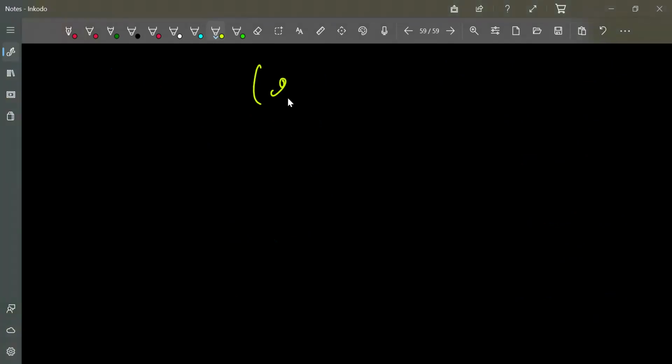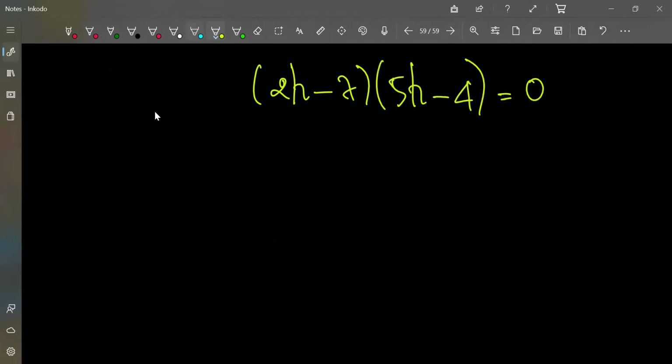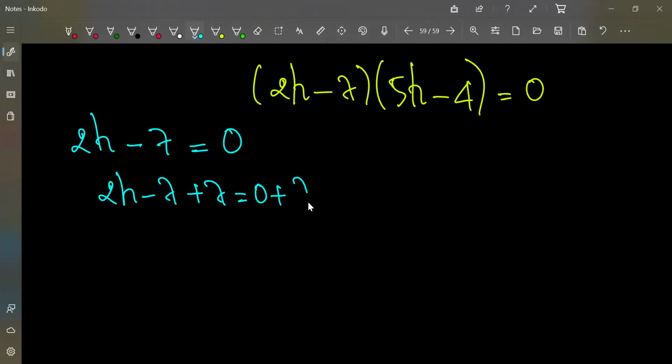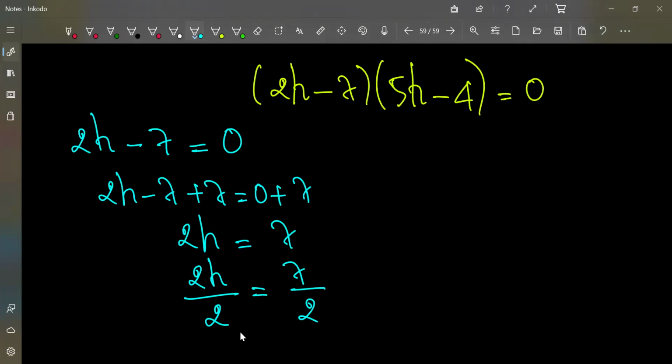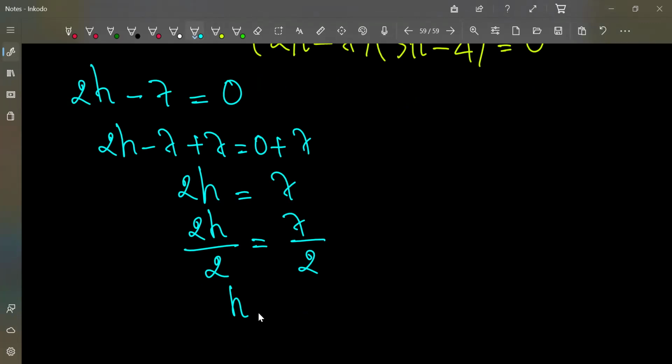If I have 2a minus 7 multiplied by 5a minus 4 equals 0. So we get 2a minus 7 equals 0. Now let's add 7 to both sides. So 2a is equal to 7. And divide both sides by 2. We get 7 over 2. So a is equal to 7 over 2.